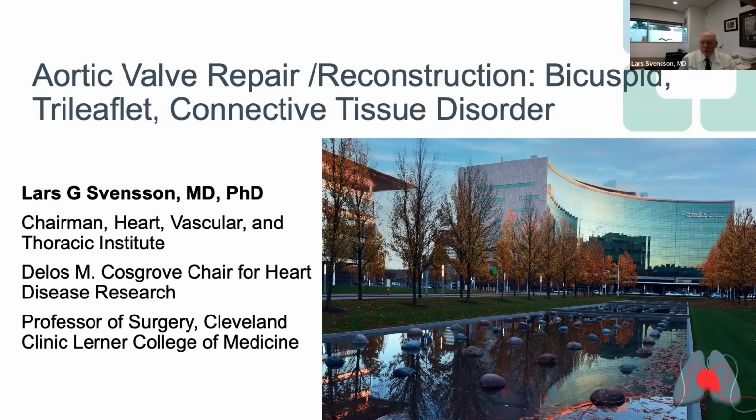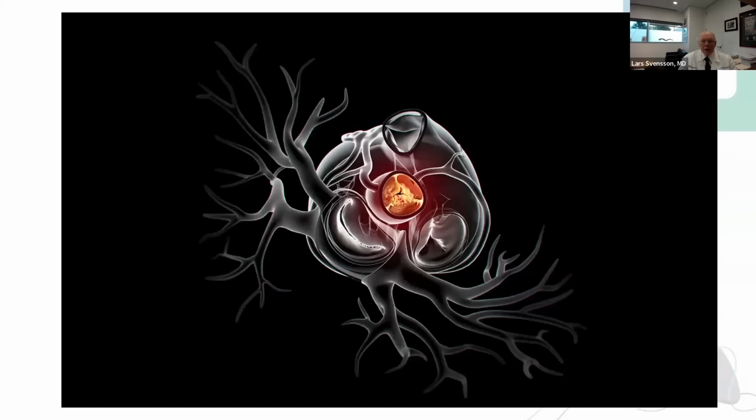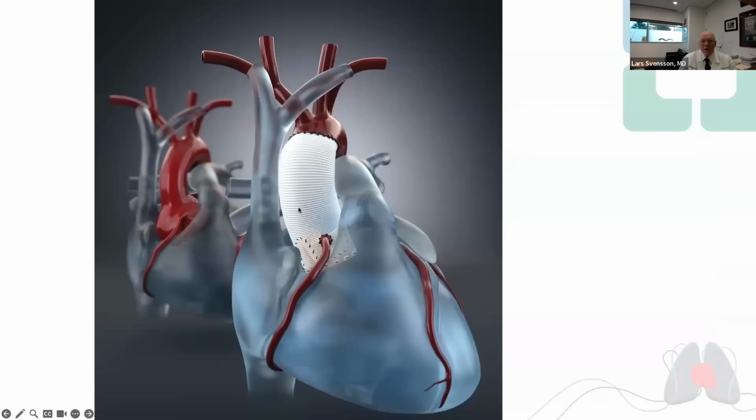And my personal series is over 600 reimplantation operations. And we'll talk a bit about the outcomes of that a bit later. So the aortic valve, obviously, as you know, is at the top of the heart, with the coronary arteries coming off the sides of the aorta just above that.